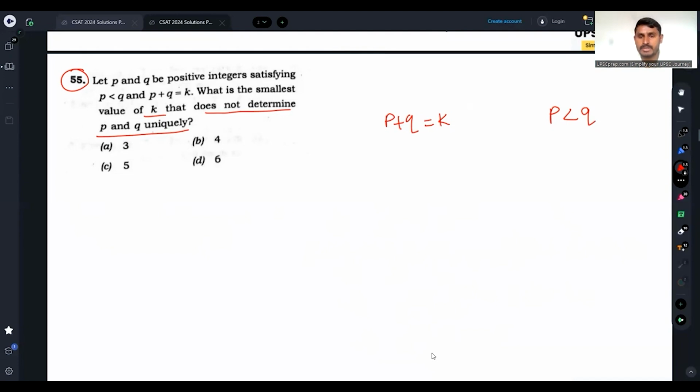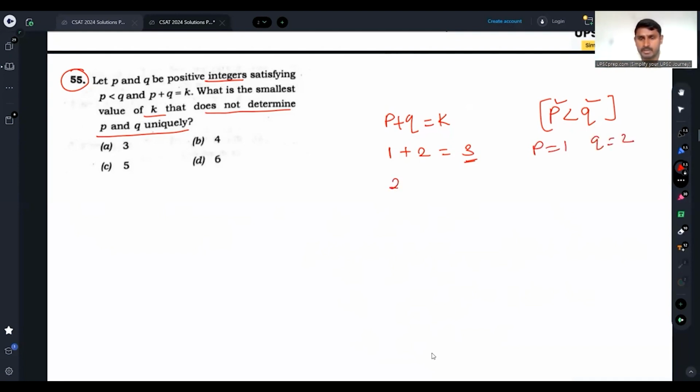Okay, so let's say I start from the smallest number. Positive integers, so we will have to start from 1. So 1 plus 2, we have to take both the digits different because we know that P should be less than Q. This is given to us. So 1 plus 2 is equal to 3. So can I say K is the smallest possible value which will not be able to determine P and Q uniquely? No. Here you can say P is 1, Q is 2. There is no other possibility, right?